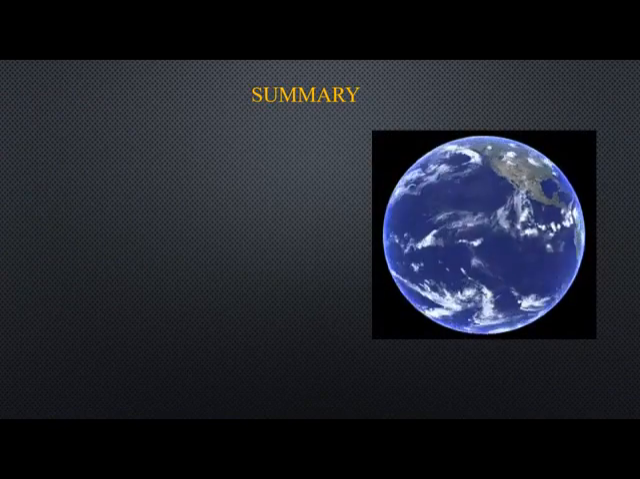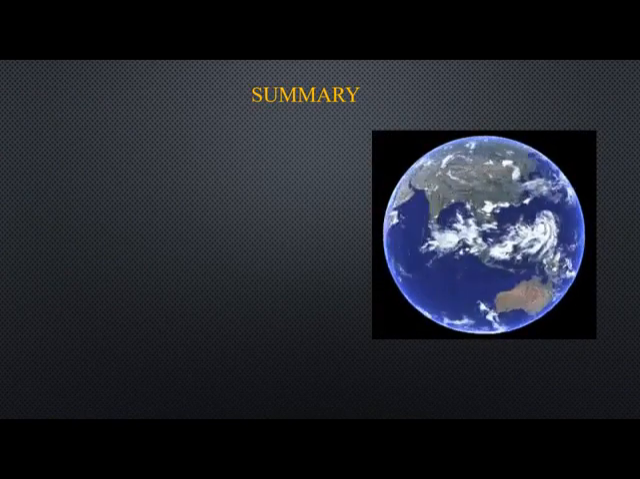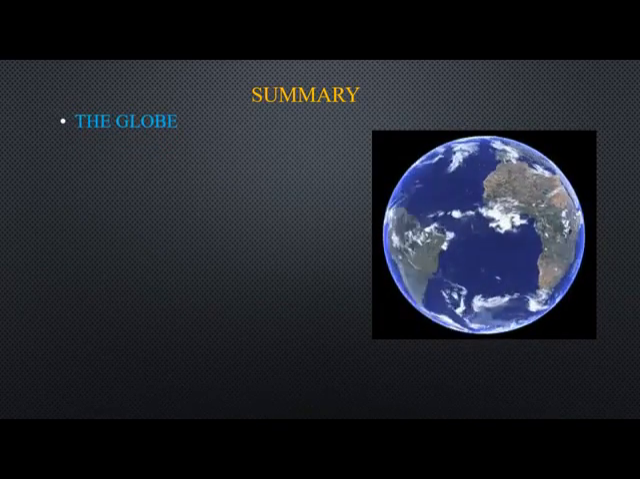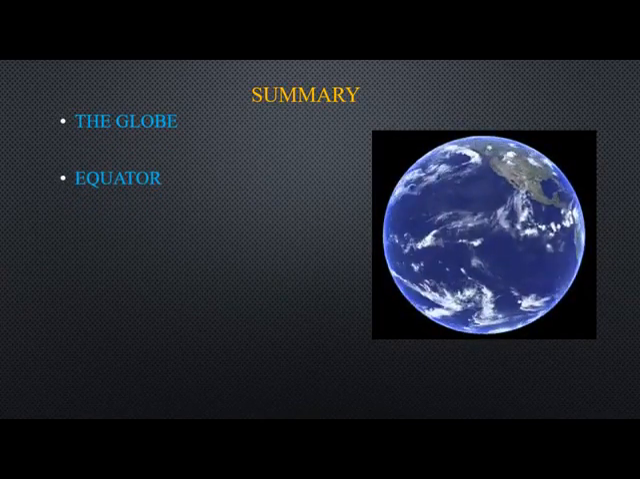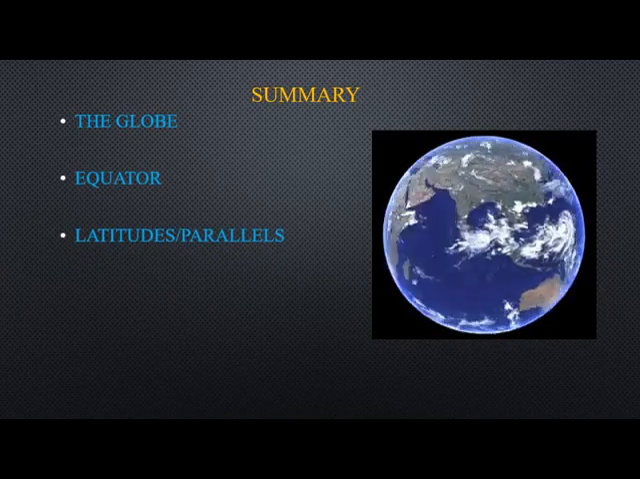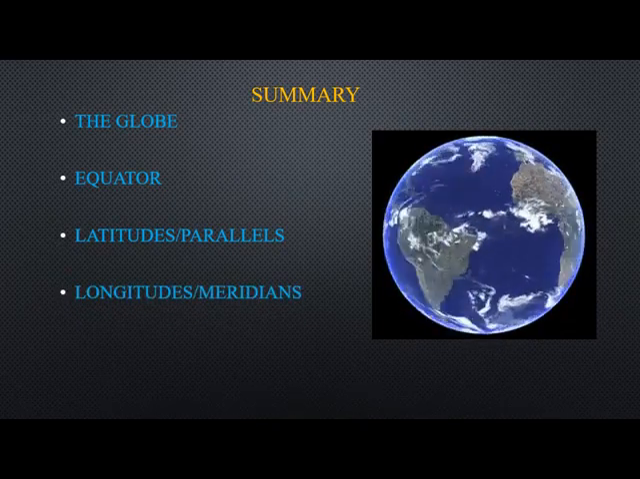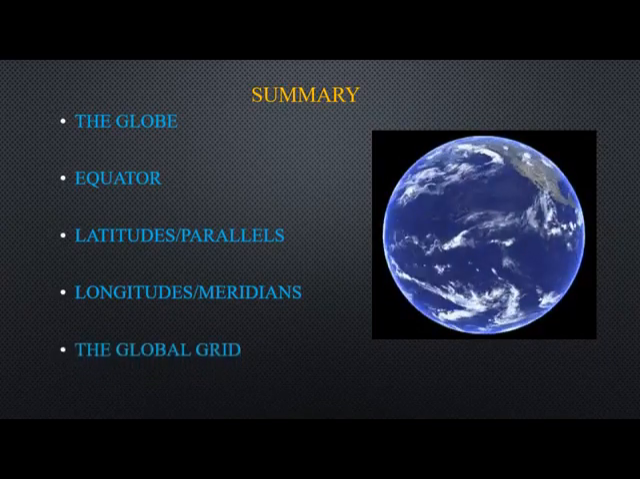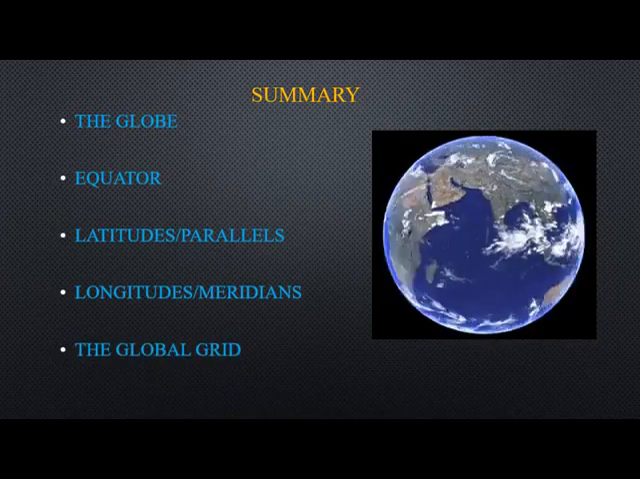Now, let us summarize what we have learnt in this chapter. Now we know what a globe, axis, North Pole and South Pole are. We know what an equator is, and its two hemispheres, the northern hemisphere and the southern hemisphere. We have learnt about latitudes, their features and a few important latitudes. Now we know what a longitude is and its features. Lastly, we have seen what a global grid is and how to locate places on it.